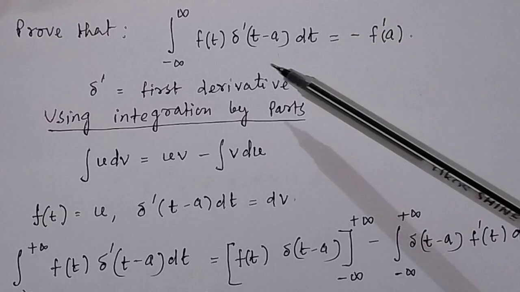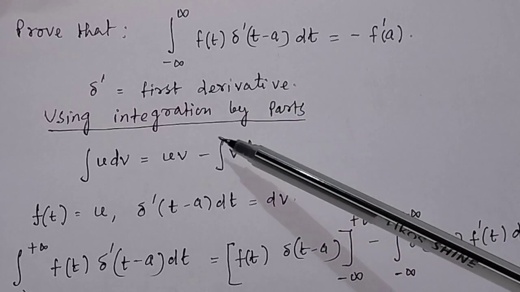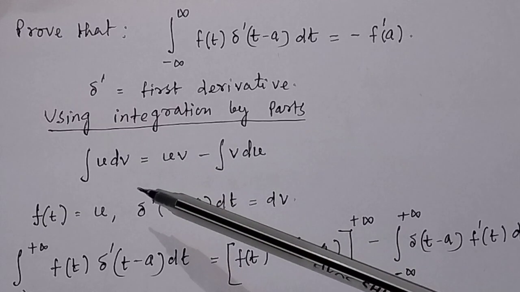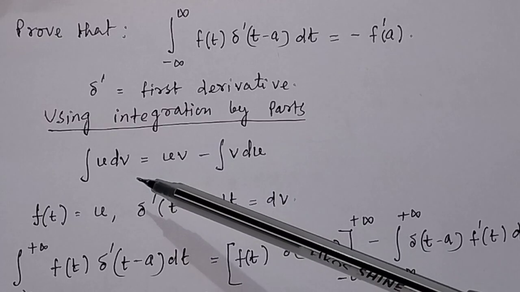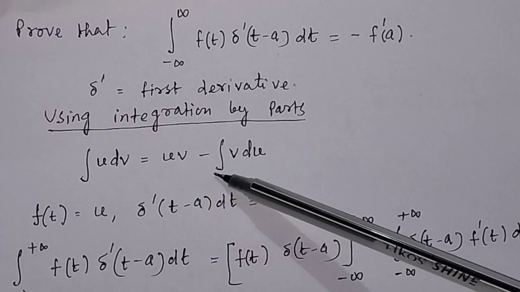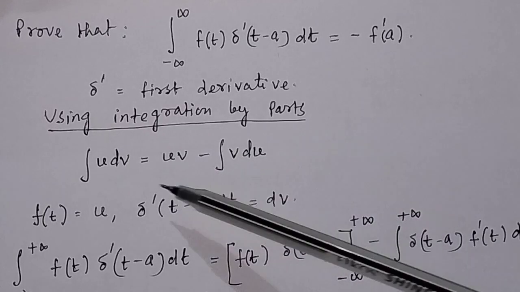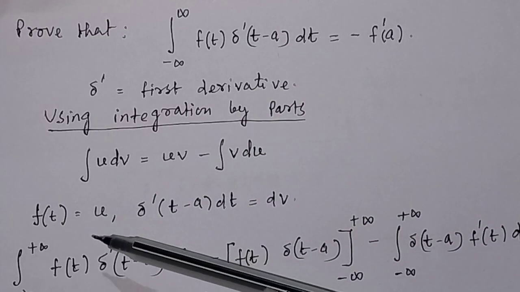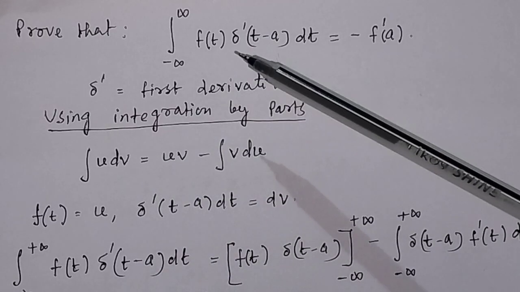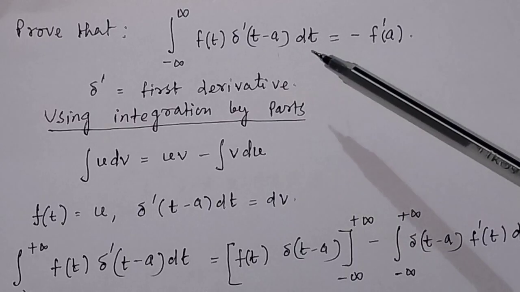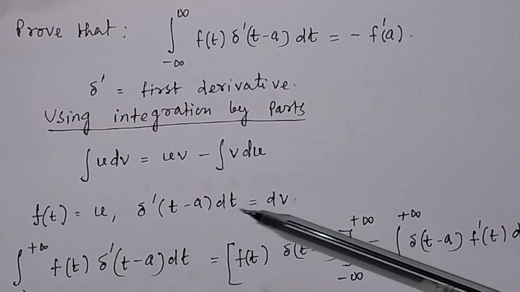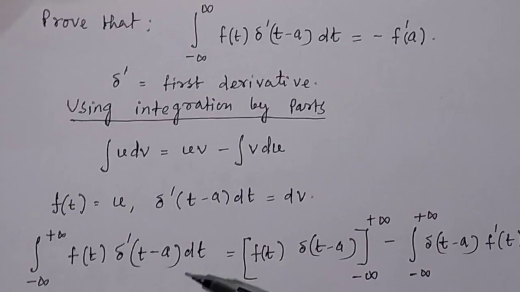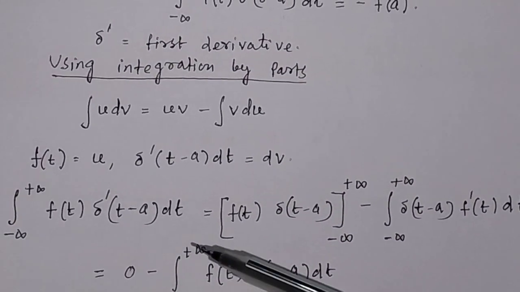So this integration can be solved by using integration by parts. We have read about integration by parts. That is, if u and v are two functions, then integration of u dv is equal to uv minus integration of v du. So this equation you can put here, and here the function f(t) is equal to, suppose, u, and delta dash (t minus a) dt is equal to dv. Then using this formula of integration by parts, what will be your answer?